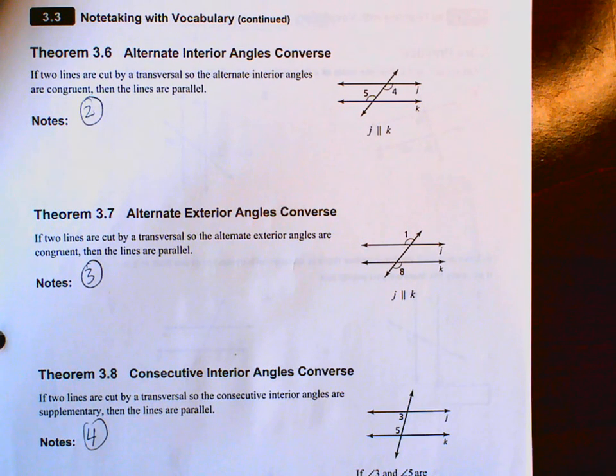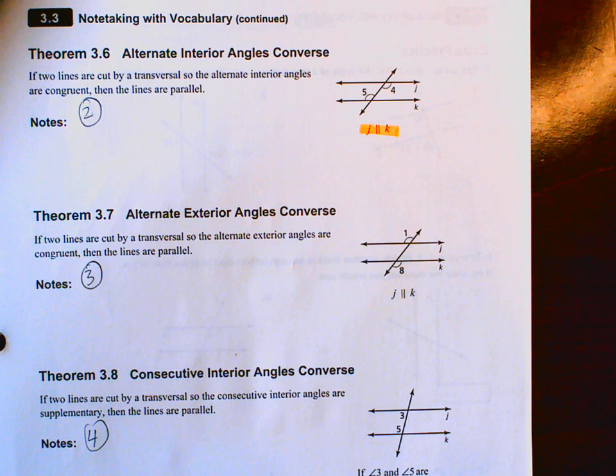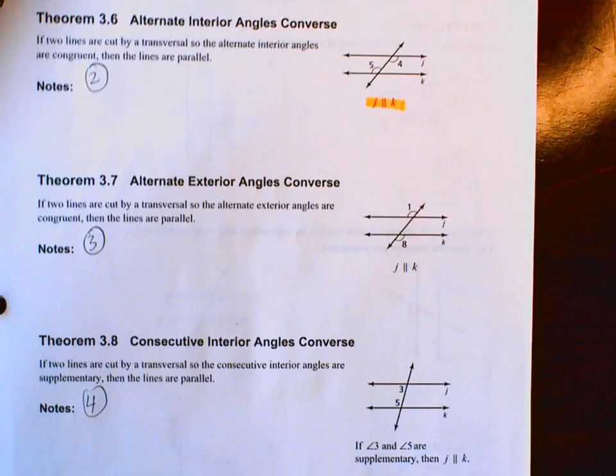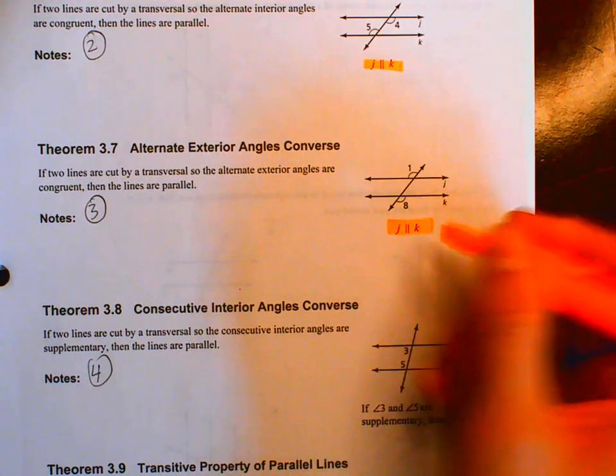On the next page, you have the alternate interior angle converse. That states that if two lines are cut by a transversal, so the alternate interior angles are congruent, then the lines are going to be parallel. So we're doing the converse, remember. The alternate exterior angle converse says that if two lines are cut by a transversal, so the alternate exterior angles are congruent, then the lines are going to be parallel.